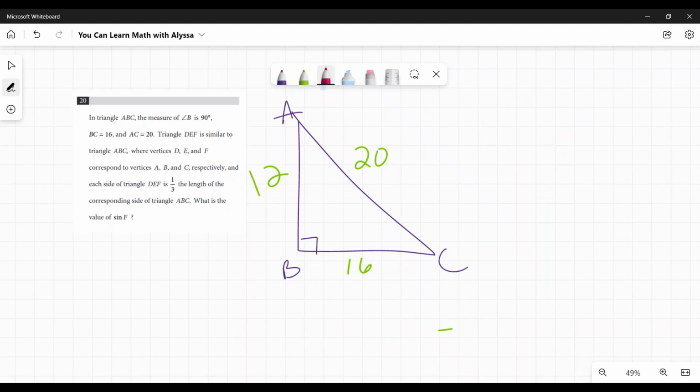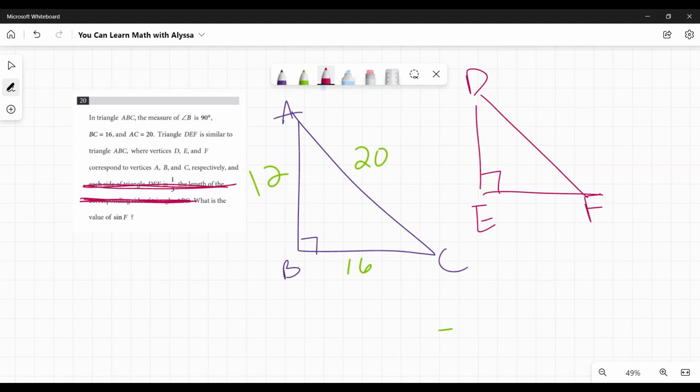Right, so we're told there's another triangle, DEF, that is similar to it. So it has the same angles, but is proportionally either bigger or smaller. So DEF, it is similar to it. And then it says, each side of triangle DEF is 1/3 the length of the corresponding side of triangle ABC. That sentence, or that phrase, that clause, is irrelevant. It doesn't matter at all. It is just because they want you to take 1/3 of 20 and 1/3 of 16. What? No, you do not need that at all.